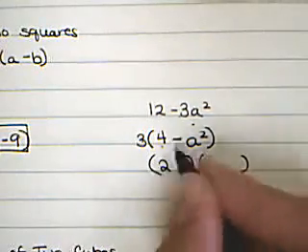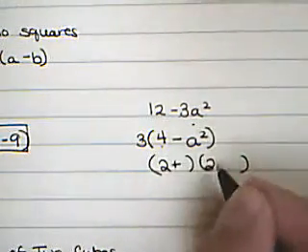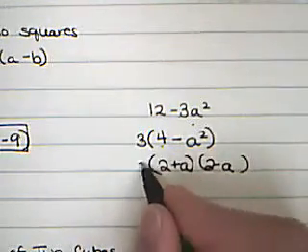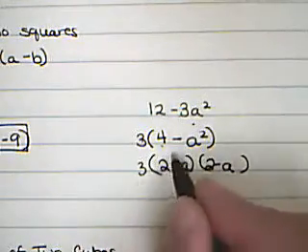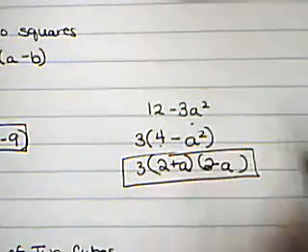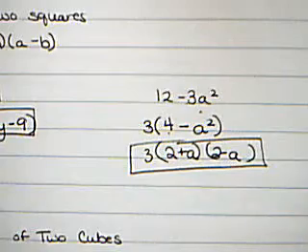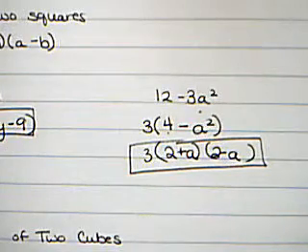2 times 2 is 4. This tells us that we have opposite signs. A times A is A squared, and we do have to bring the 3 down because if we folded this and distributed 3, we would end up with our original problem, and that's as far as it can be factored. So when the instructions say to factor, it means factor completely.